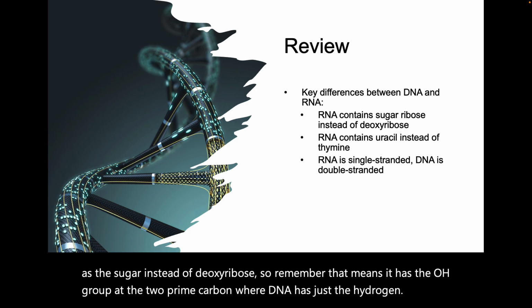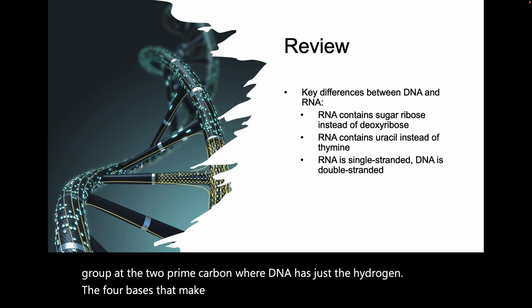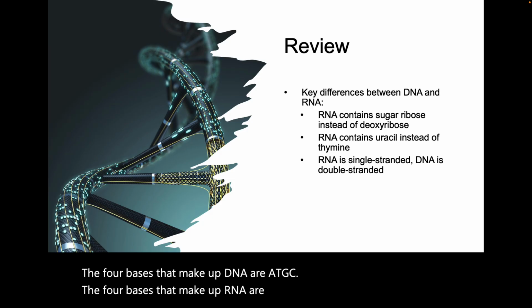The 4 bases that make up DNA are A, T, G, C. The 4 bases that make up RNA are A, U, G, C. RNA uses a uracil instead of a thymine.